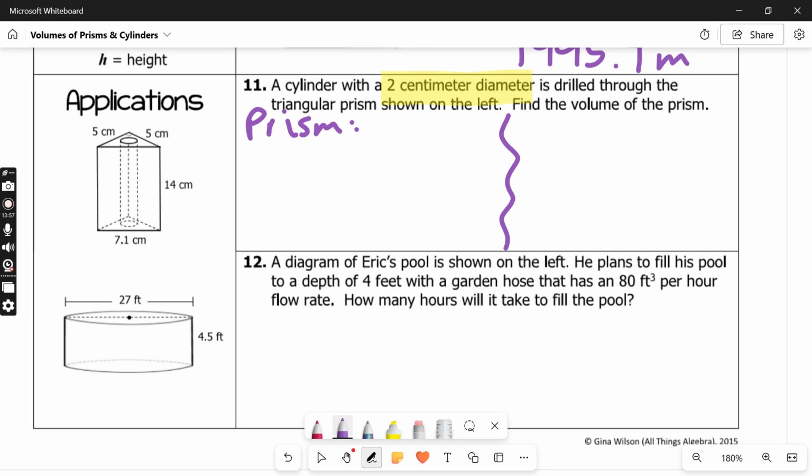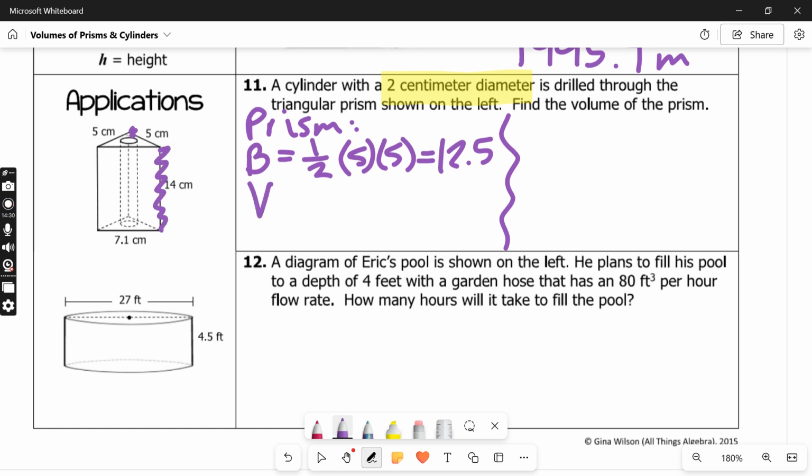Okay, so for my prism, I need to find the area of that base. It's a little hard to see on here, but there is a right angle right there. So our area is going to be 1/2 base times height. So what's connected by the right angle? A 5 and a 5. Okay, so 1/2 times 5 times 5 is going to be 12.5. And then the height of this entire prism, what is connecting the two bases, is 14. So the volume of our prism is going to be 12.5 times 14, which is 175.